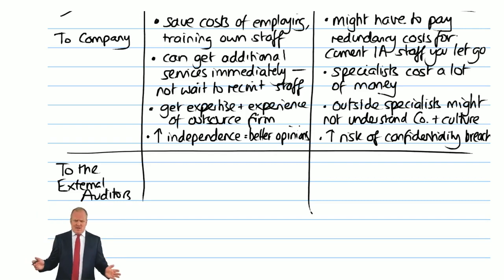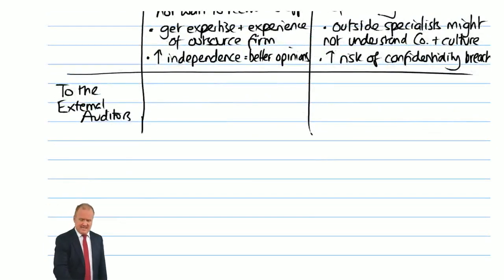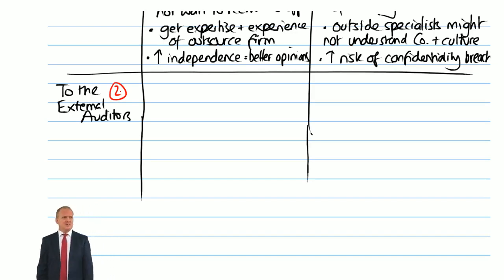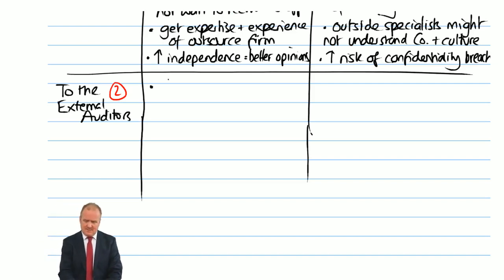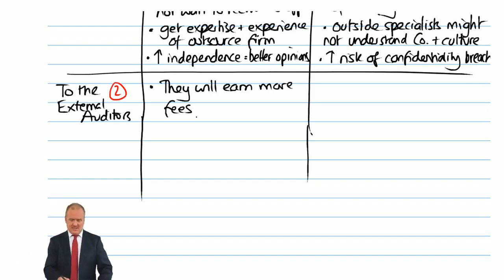Now, where do I put that in my answer? I could put it there, or maybe it goes in here. I've got 2 marks to talk about the pros and cons of all of this to the external auditors. Well, there's a fairly obvious benefit to the external auditors. They will earn more fees because they're doing 2 jobs. And even better than that, you get more fees and you don't have to spend time understanding the client because you already are their external auditor.